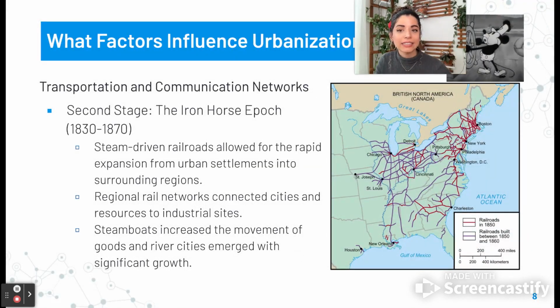Then we have the second stage, the Iron Horse epoch, so from 1830 to 1870 more or less. This is where we start to see a lot more steam-driven railroads, steamboats, things like that. And check out these transportation networks moving out west. Now that there's that technology available, places are then able to expand and grow and urbanize more westward.